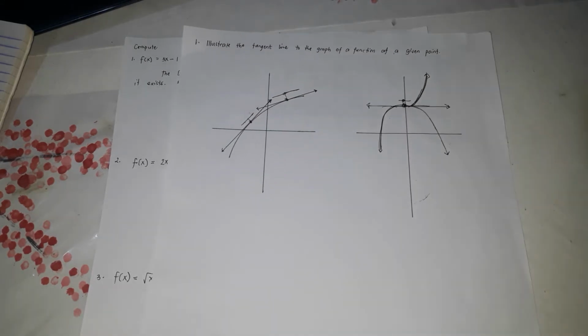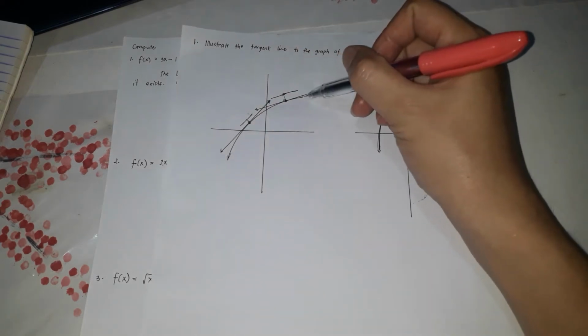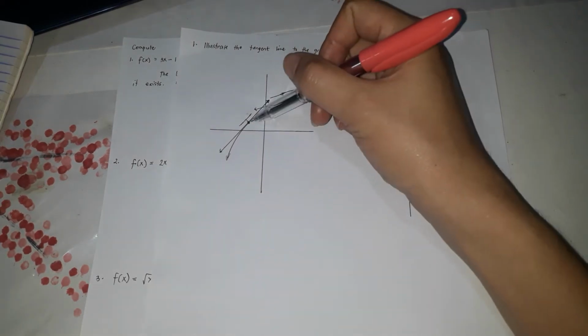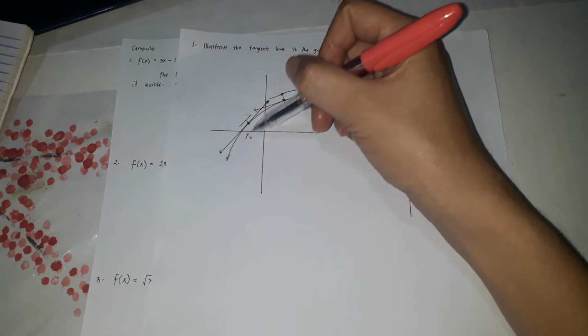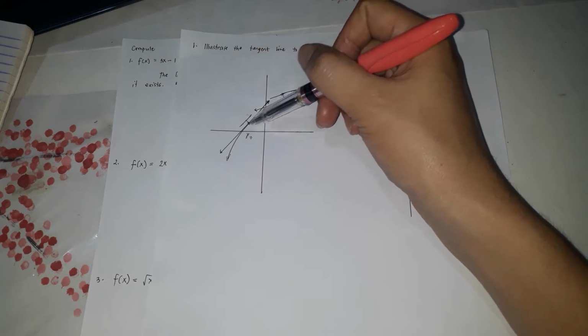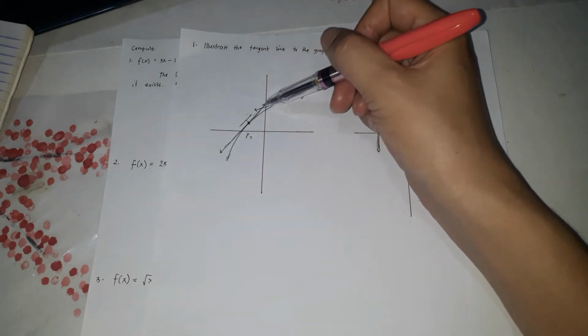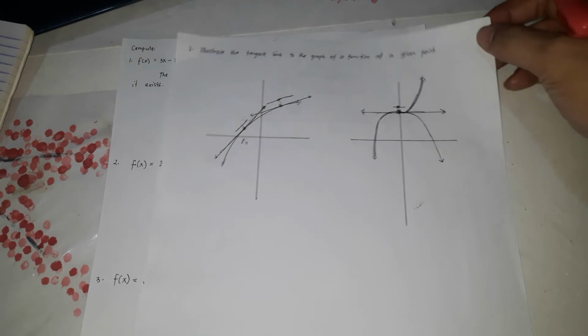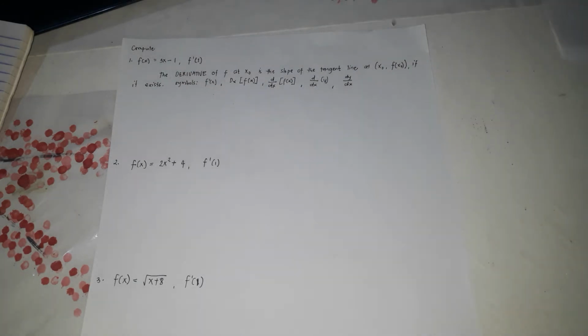So for drawing, if this is your function, this is the graph of your function. If this is the given x sub 0, what you're trying to get in the derivative is the slope of this line. Even though the derivative seems challenging, it is very useful in engineering and other courses. What we're going to do here is actually quite simple.